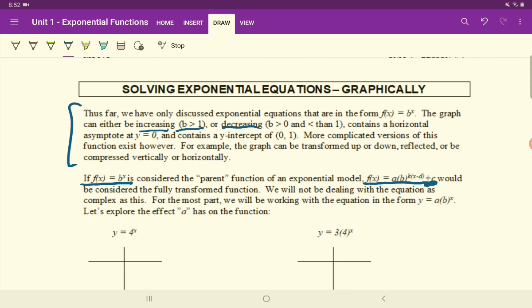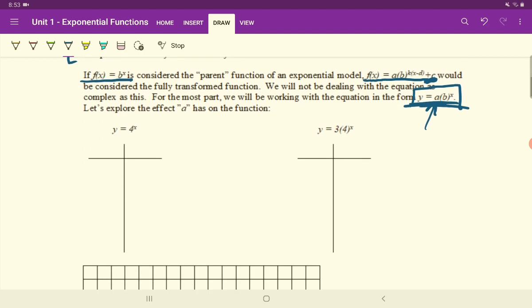What we're really going to focus on in this lesson, when it comes to the word problems, is y equals a times b to the x. Like I said, in the previous lesson we just did y equals b to the x, but now we're adding in one of these transformations, the letter a. And so what I want to do to start is observe what effect the letter a has on a function.